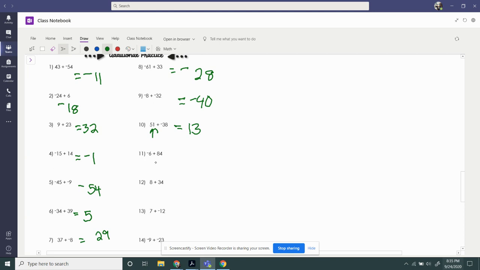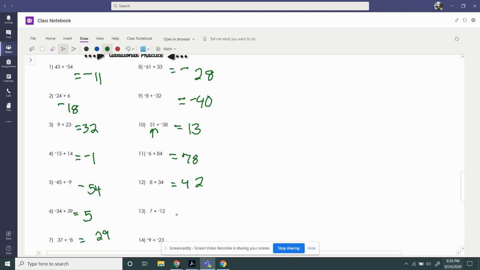Here we have negative 6 plus 84. Ignore the signs and subtract. So it would be 84 minus 6, which would be 78. And the answer is positive because the absolute value of 84 is much bigger than the absolute value of 6. Here we have addition, some good old-fashioned addition, both positives. 8 plus 34 equals 42.